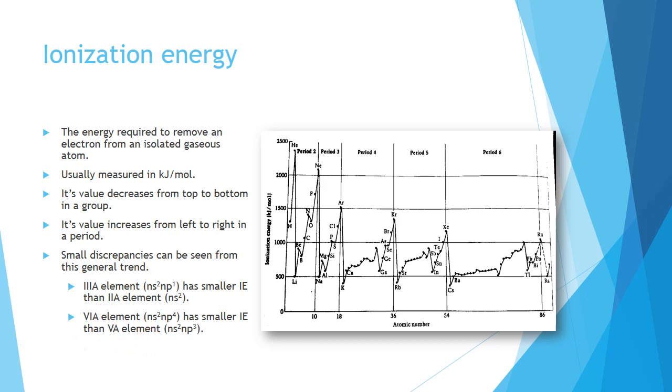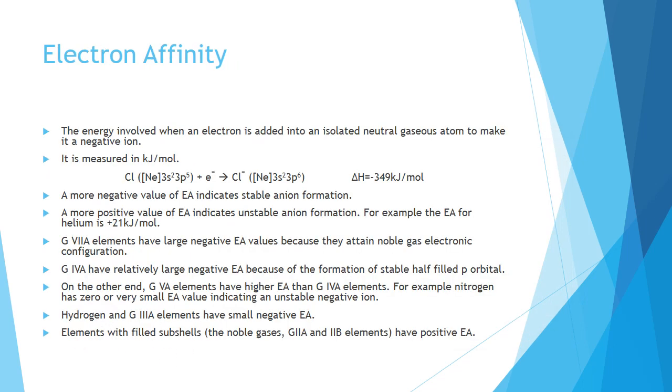Let us talk about electron affinity. Electron affinity is the energy that is involved when an electron is added into an isolated neutral gaseous atom to make it an anion. Because it is energy, it is measured in kilojoules per mole. Let us consider the formation of chloride ion. When we introduce an electron into a chlorine atom, it forms chloride ion, and the energy which is released is minus 349 kilojoules per mole.